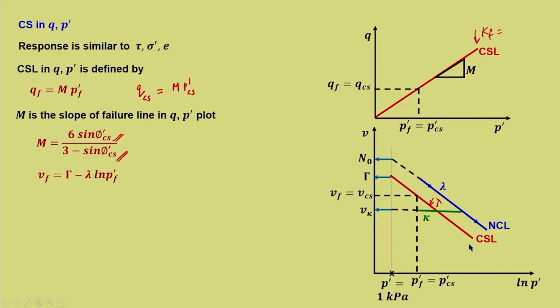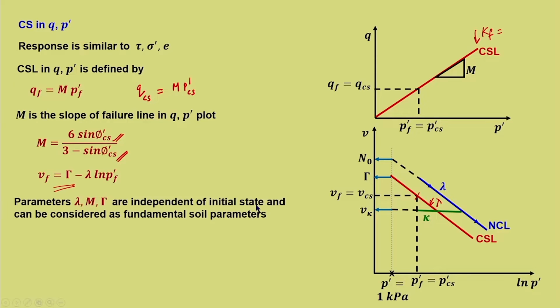Now, p dash f means p dash Cs. So, every point on the critical state line can be defined using this expression: Vf is equal to gamma, which corresponds to 1 kilopascal, minus lambda ln p dash f, depending on where the point actually is. Here the parameters lambda, capital M and gamma are independent of the initial state. Why? Because these are the parameters which represent the critical state line and can be considered fundamental soil parameters.